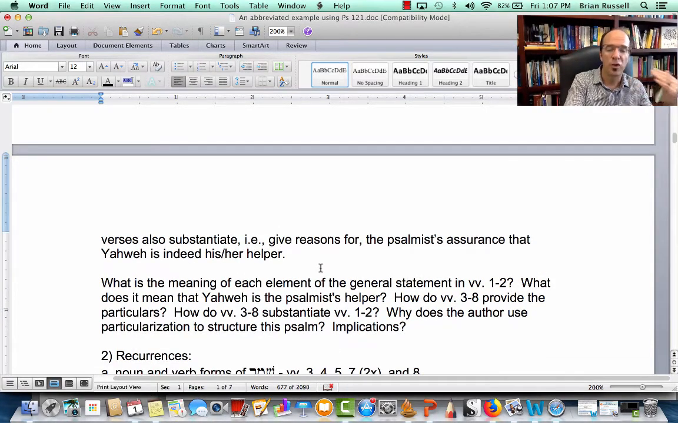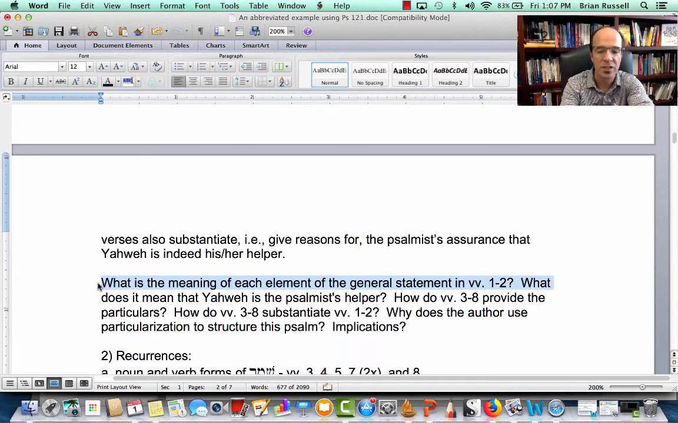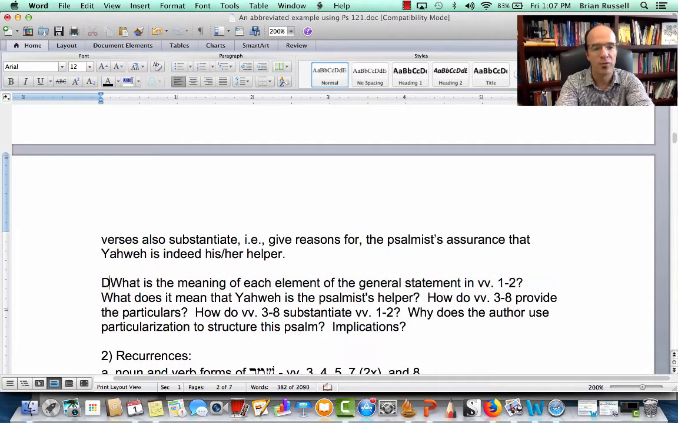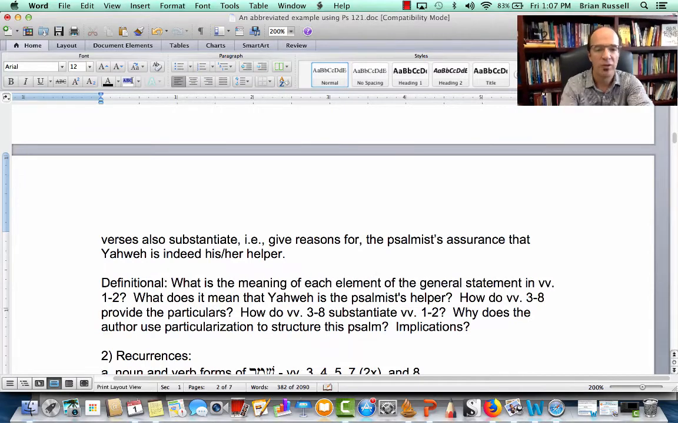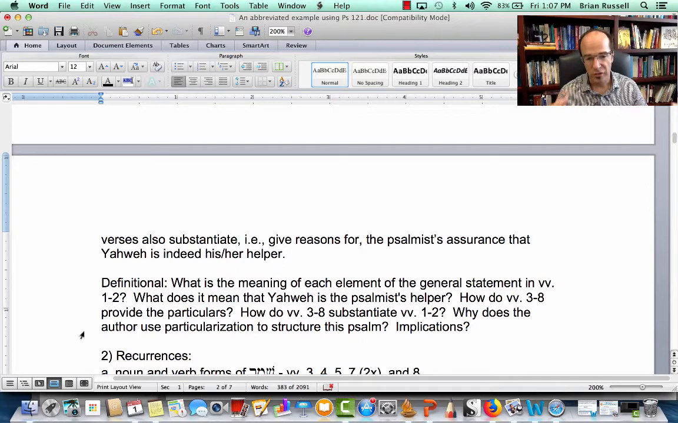And then what you do is for each major structure, you ask a set of interpretive questions. You remember there's 3 kinds of questions, and I'm just going to write them in here. So remember the first kind of questions are definitional. So I have a couple of definitional questions. What is the meaning of each element of the general statement in verses 1 and 2? What does it mean that Yahweh is the psalmist's helper? How do verses 3 to 8 provide the particulars? How do verses 3 to 8 substantiate verses 1 and 2? Those are definitional questions. If I were to answer those questions, I would be defining and describing the content and what this structure is doing.